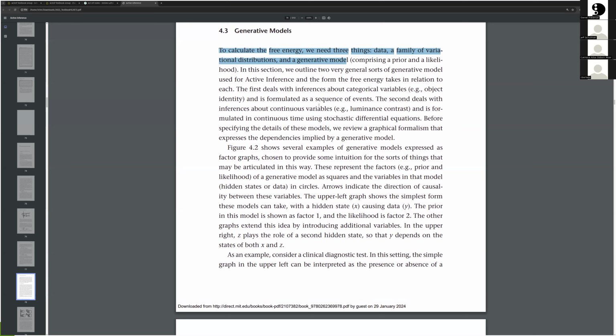Okay, so 4.1, again, single paragraph. Yeah, Jeff, go for it.